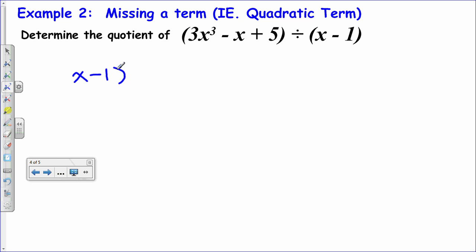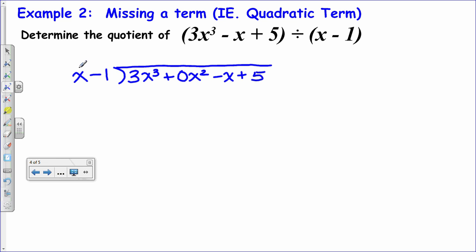And it's exactly how you would expect. You have to put in a placeholder. So when I write it here, it'd be 3x cubed. Now the x squared term is missing, but I have to include it. It'll just make things a lot neater when you go and do your subtractions underneath to have that there. Minus x and then plus 5.